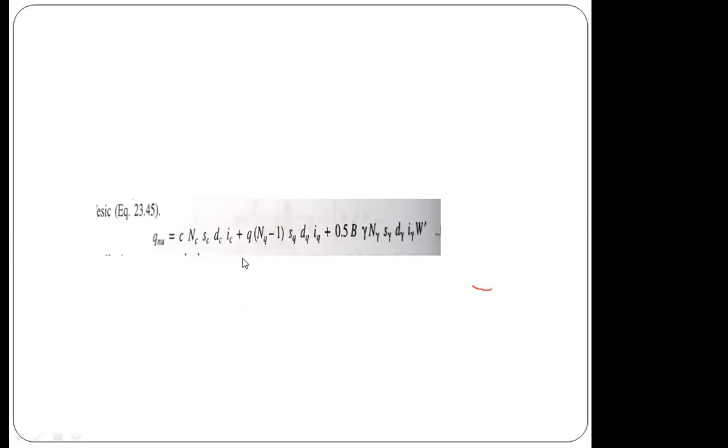If you see the term dq, it represents depth regarding surcharge. So the terms mean this. B represents base of the footing. So what is W dash? That we'll discuss now. How will we get W dash?